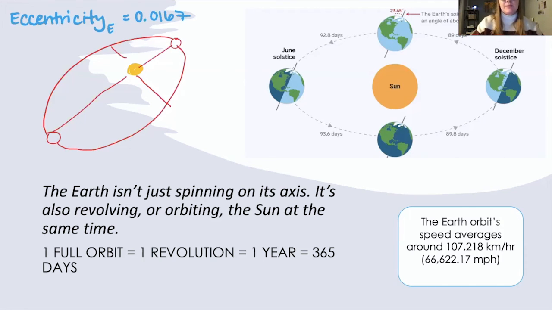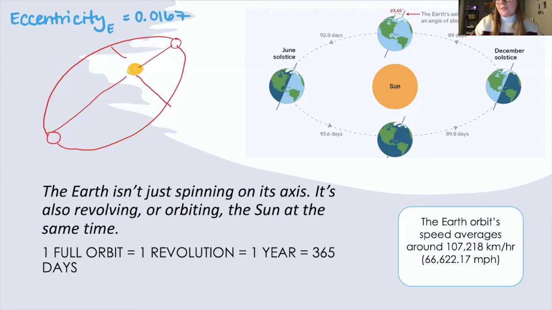And so the speed or the velocity that the Earth goes on average is about 107,218 kilometers per hour. For those of you who are not familiar with kilometers, in America we tend to use miles per hour. That is about 66,622 and 0.17 miles per hour, which is very fast. If you tried to go that fast on Earth, I think you would pretty much get a speeding ticket by every officer. You'd also go very fast around the world.